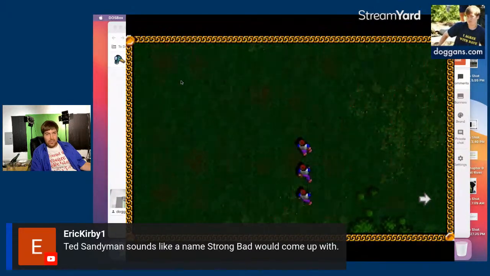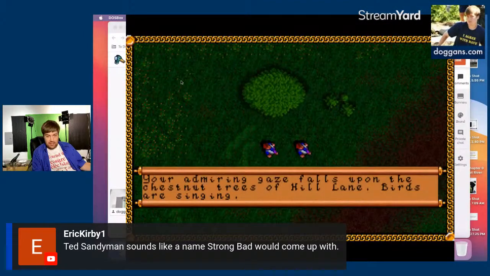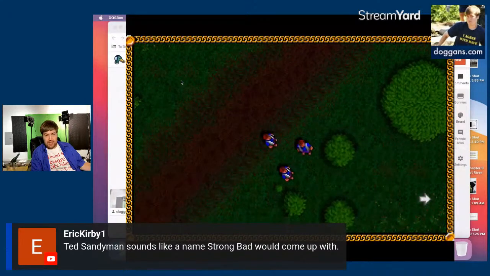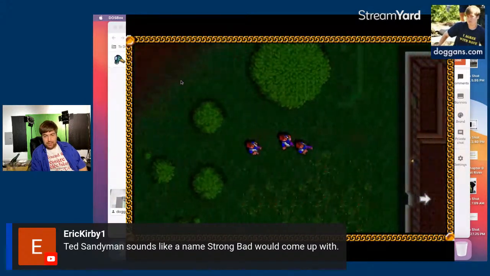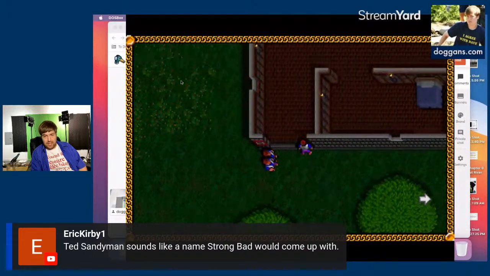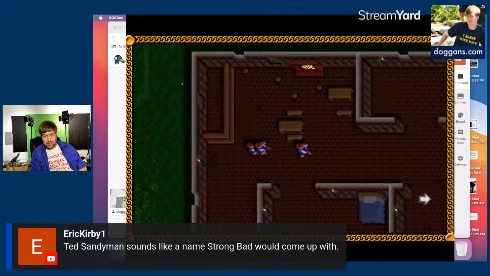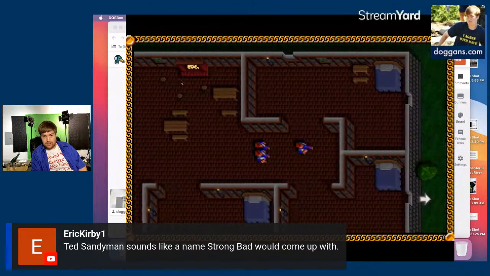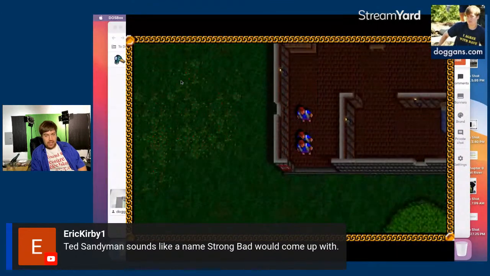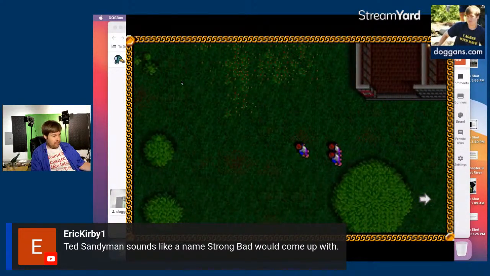No, in the Homestar universe, it would be Ted Sandyman, like Santaman. Boy, they really want me to notice Hill Lane, but I don't have a map, so... Ah, this looks like it might be an inn or a bar or a restaurant of some sort, because it's got tables and multiple beds, so it's probably an inn. I might need to wait until daylight comes again before it's populated with people.